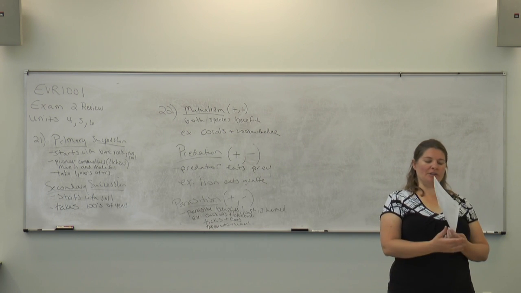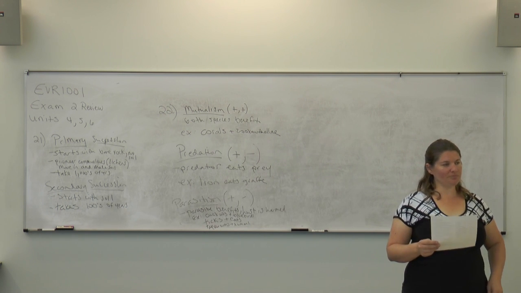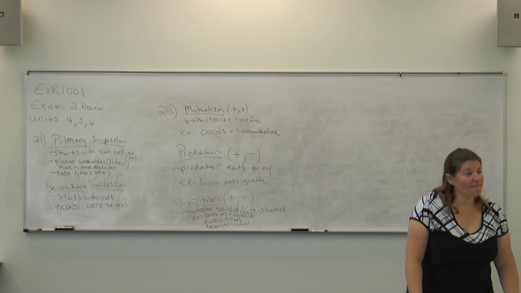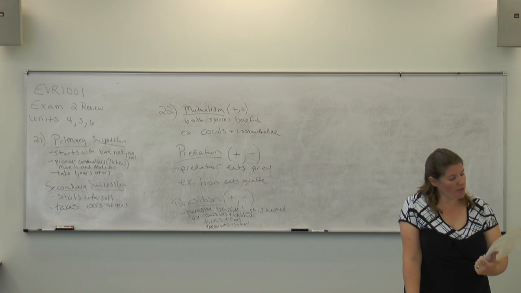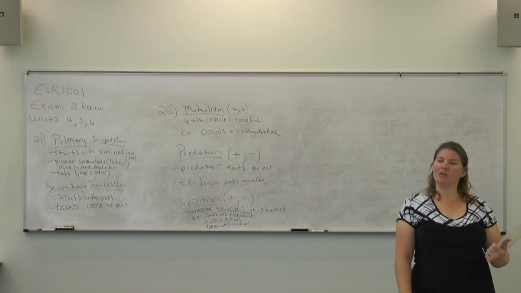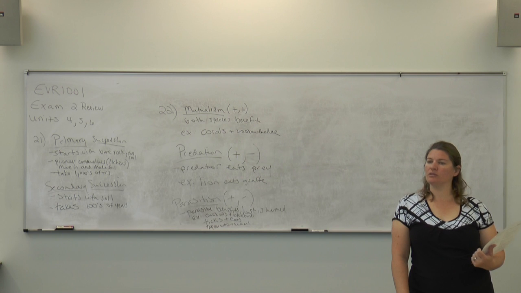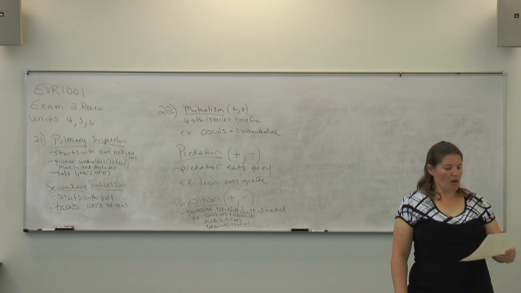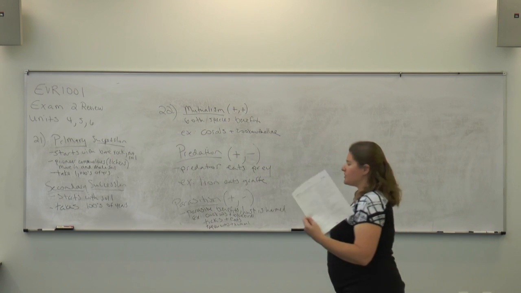Number 20, letter H. What about number 1 and 2? Number 1 was tropical rainforest, letter H, and number 2 was tundra, letter A. Anybody need another one of those repeated? All right, let's do some of these multiple choice questions here.